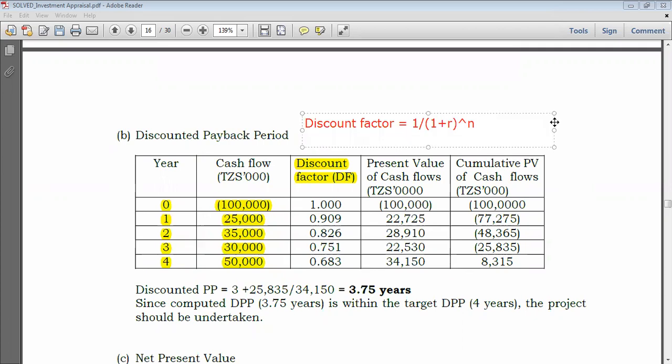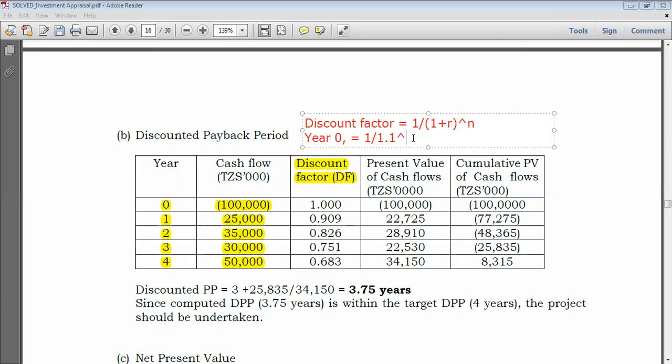If you start with year 0, what do we do? For year 0, just take 1 divided by 1 plus R. We are given the discount rate at 10%. So 10% means 0.1, and then you raise it to the power of 0. Simply speaking, 10% means 0.1, and 1 plus 0.1 would be 1.1. So I could just write it as 1.1. So for year 0, you would have 1.